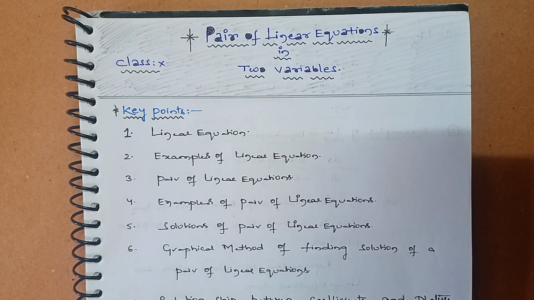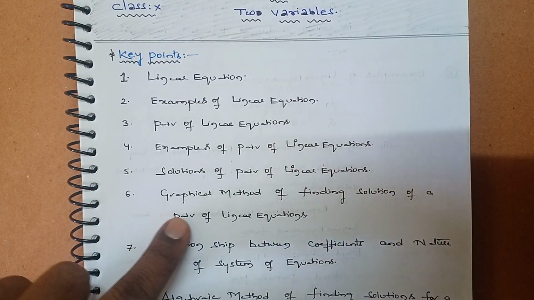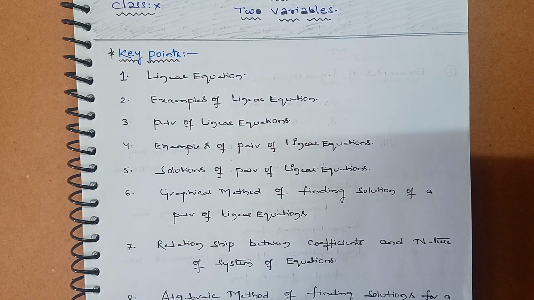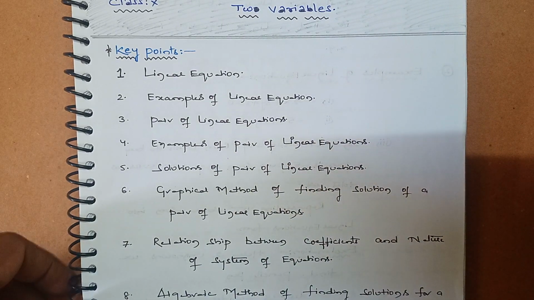In the previous video we discussed up to 5 points, guys. So even the graphical method of finding a solution of a pair of linear equations also we discussed, but we did not go into depth. We did not discuss the examples. Today we are going to discuss those examples with the help of a graph. Okay, let's start.